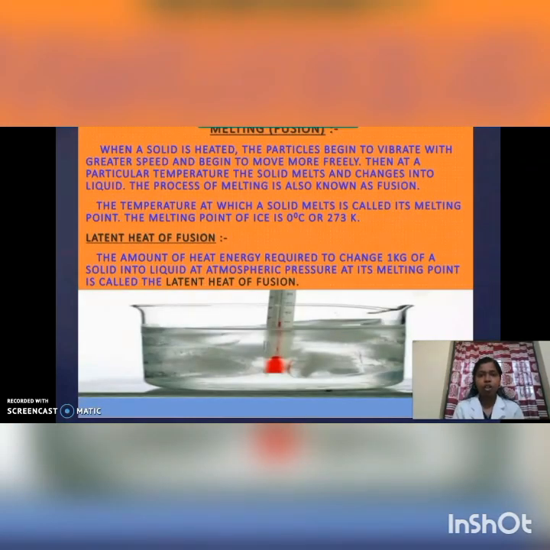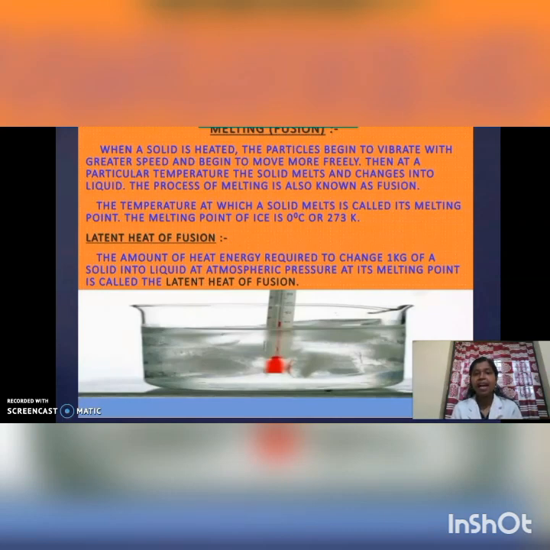Melting. So we discuss various terms related to temperature. The first term is melting. Melting means when a solid is heated, it starts to melt. The solid starts to melt at a particular temperature and changes to liquid. This process of melting is known as fusion. The temperature at which the solid melts is known as the melting point. The melting point of ice is always 0 degrees Celsius or 273 Kelvin.